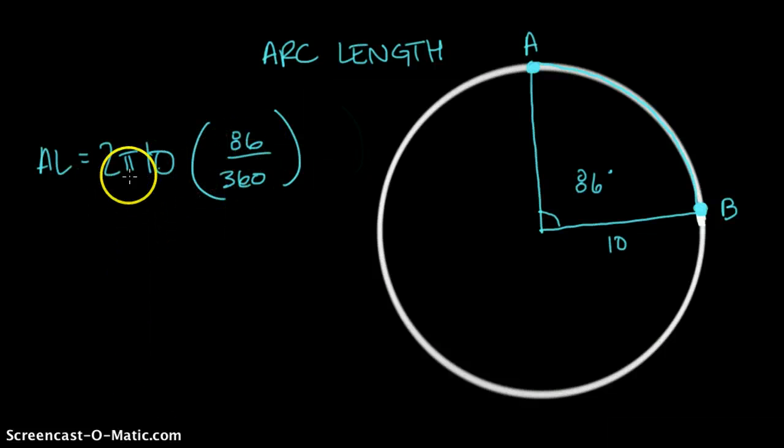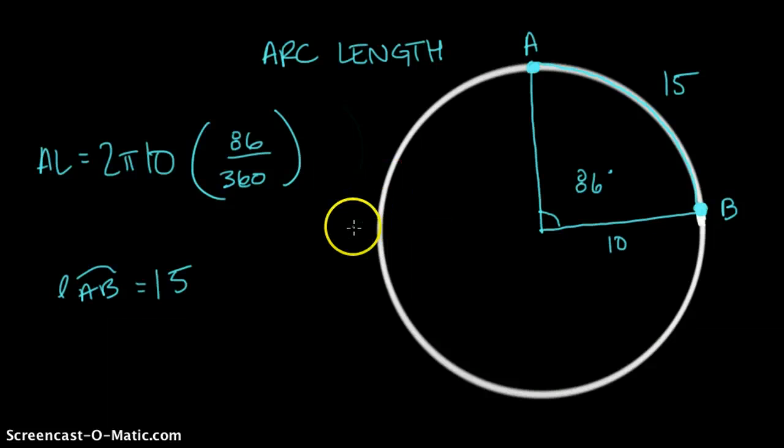And now this is just algebra. You would solve the parentheses first, then multiply, then find this product, then multiply it together, and you would get 15. It means the length here is 15. So again, you would write the length of arc AB is 15. That's how you find arc length, right here.